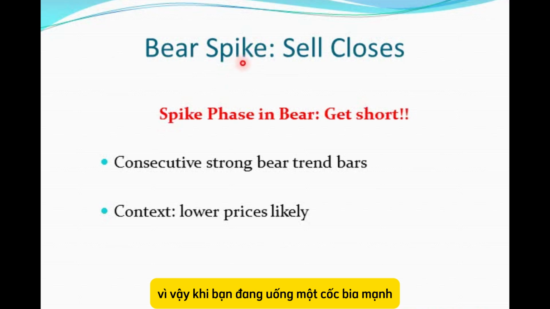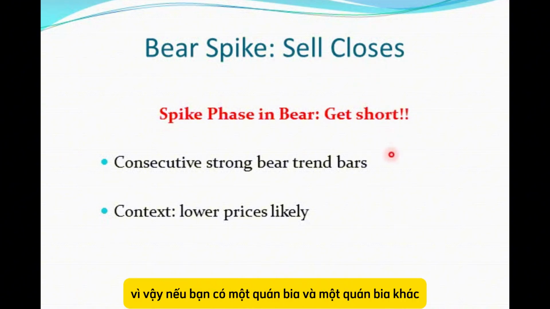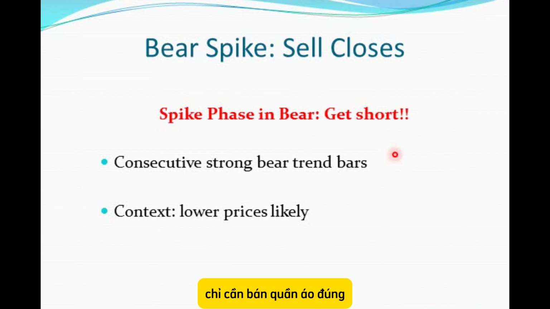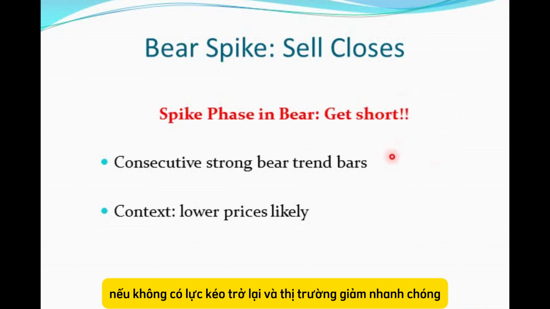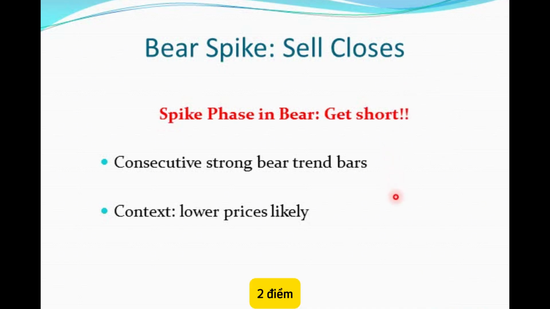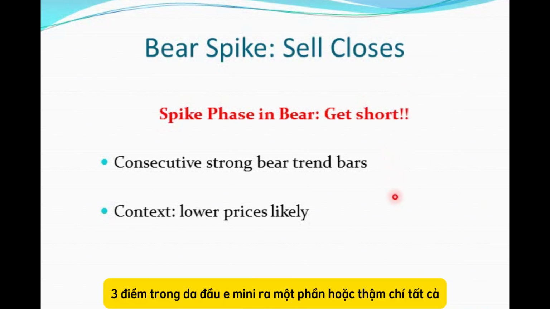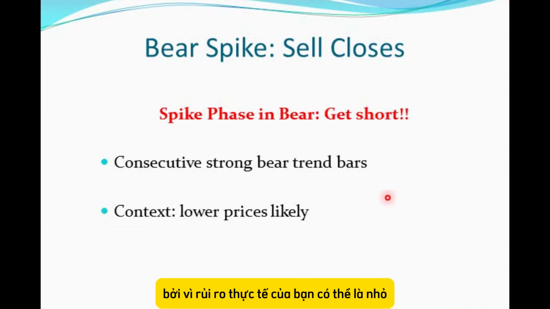So when you're in a strong bear breakout, the spike phase of a bear trend, one way to get in is simply sell the close of the bar. So if you have a bear bar and another bear bar, just sell the close, and put your stop above the top of the spike. If there's no pullback and the market falls quickly, 2 points, 3 points in the E-mini, scalp out part or even all, because your actual risk probably was small.